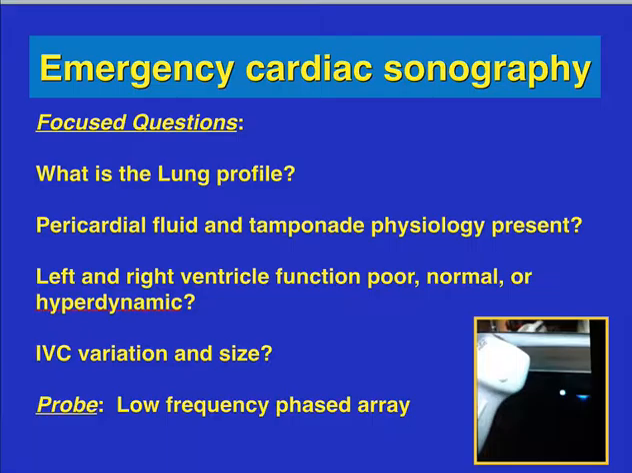And we're going to talk about a little bit of that, but remember there's a whole lung module and advanced lung module that you can go through. Is there pericardial fluid and tamponade physiology present, which is also discussed in another lecture? Left and right ventricular function is poor, normal, or hyperdynamic. Each one of those has another lecture also. IVC variation in size, and there's another lecture for that also. And then remember, the probe you use is going to be the low frequency phased array or cardiac probe.